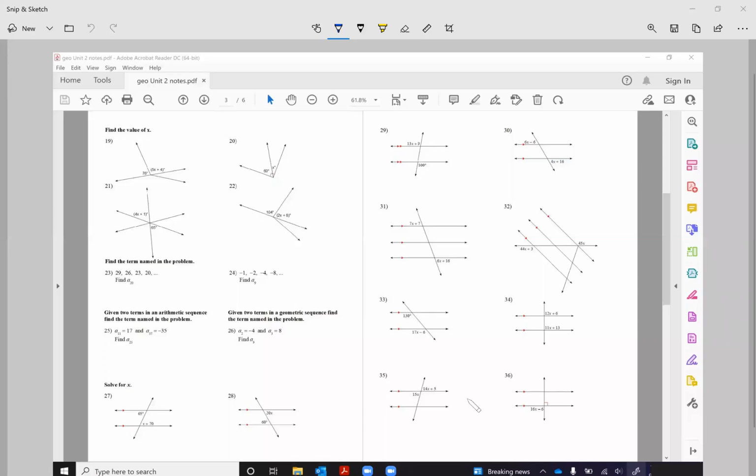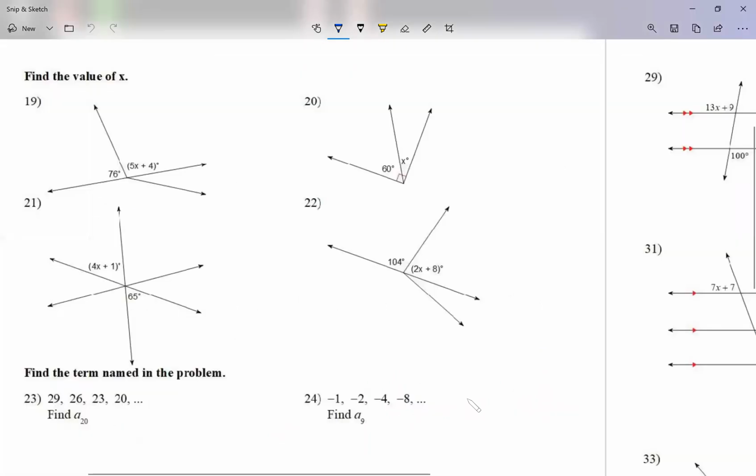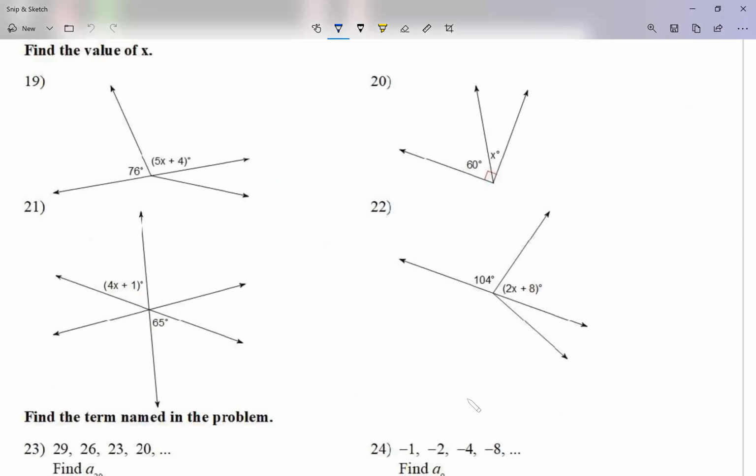All right, so today, Thursday, we're just going to review the week. Today, I'm going to be working questions 19 through 26. The first part of the week, we talked about linear pair, the vertical angle theorem, and complementary and supplementary angles. So let's take a look.